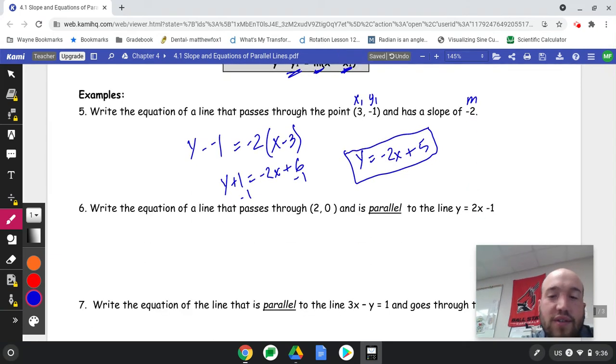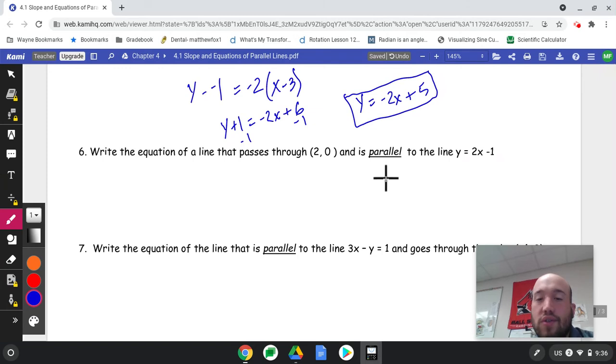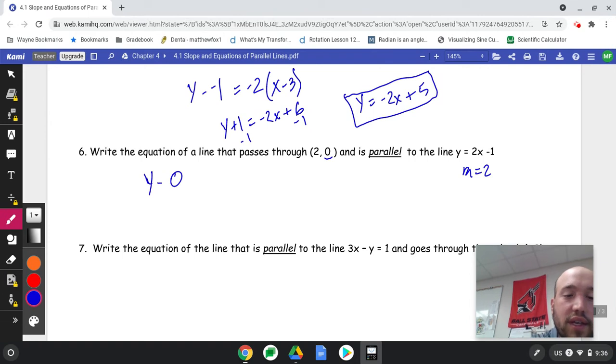Now on the next one, same idea, except now it says write an equation of a line that passes through the point 2, 0 and is parallel to the line y equals 2x minus 1. If it's parallel, hopefully you know the slopes will be the same. So we find what is the slope of this initial line. The slope is just 2. So we'll use that same formula, y minus y1. In this case, y1 is 0. So y minus 0 equals, our slope is 2, and then x minus x1, so x minus 2. Y minus 0 just becomes y. We distribute and get 2x minus 4, and we are done.